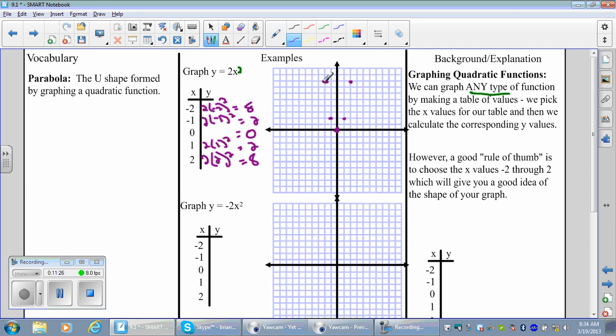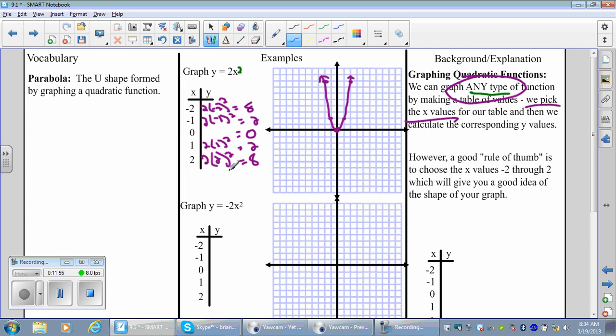Now, if we draw a relatively smooth curve through those, connecting those points, the question is, does that form a parabola? Yes, it does. And it clearly should because it's a quadratic. But that's one way. We'll learn later in the unit some shortcuts for graphing these, but I wanted you to at least practice. Remember, we can graph any type of function by making a table of values. We pick the x values, we generate the y values, we plot the points.